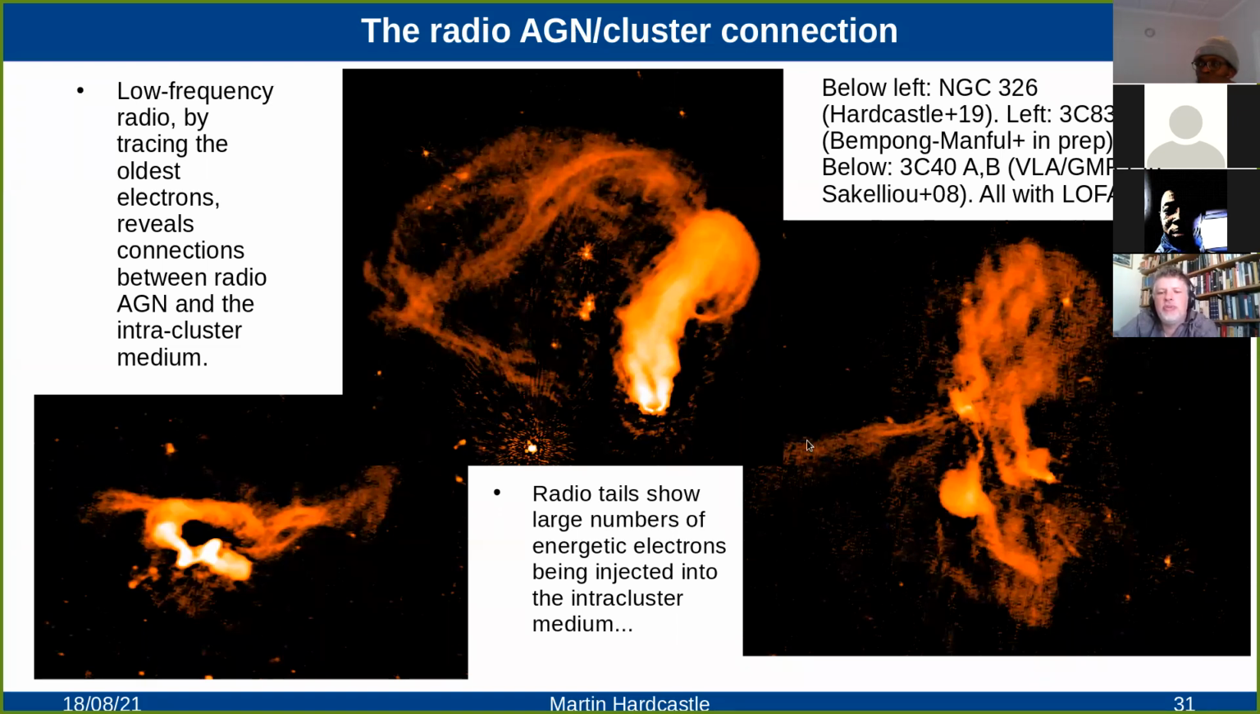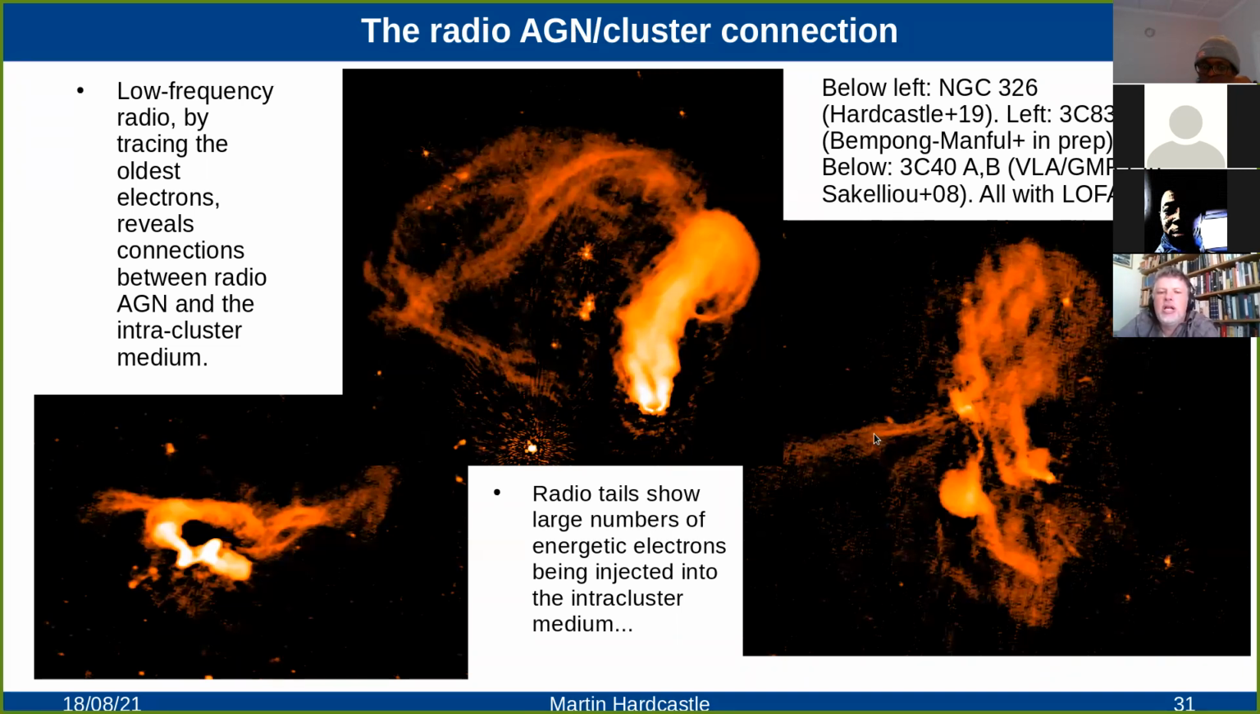We've actually known about these for some time, this image of 3C40. I'm glad you allowed me to bring this up. This is the LOFAR image, but we actually had GMRT data that showed this same filament sticking out from the lobes in Sakali et al. 2008. So it's not new, and I have to say I don't understand it at all.